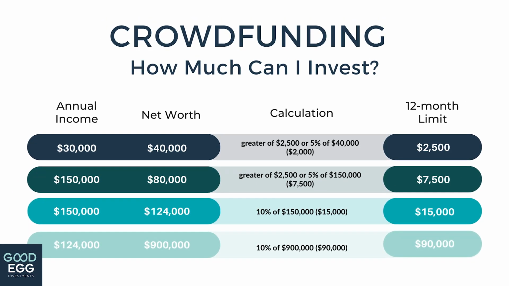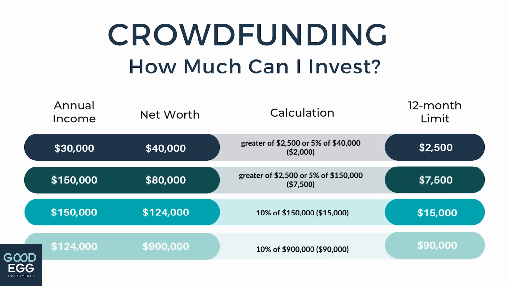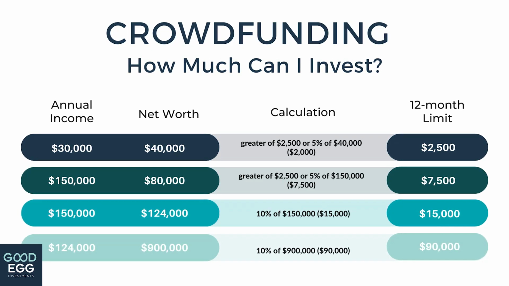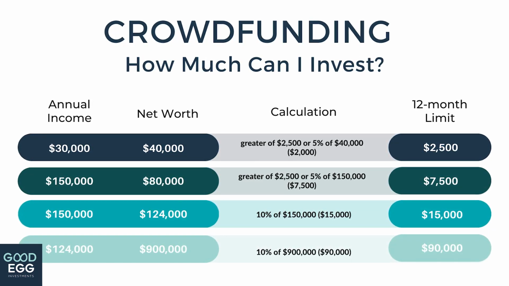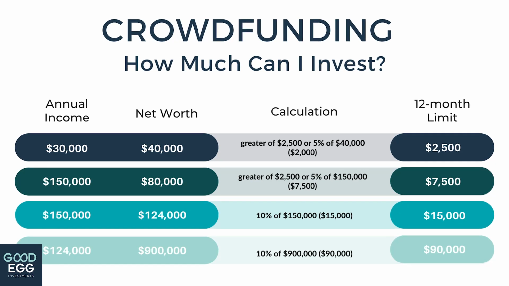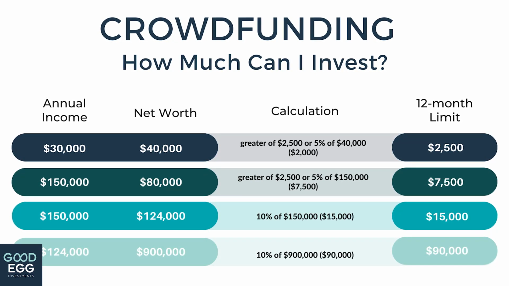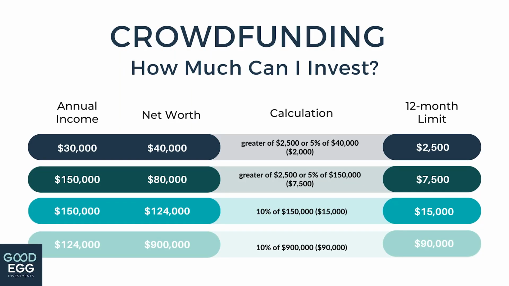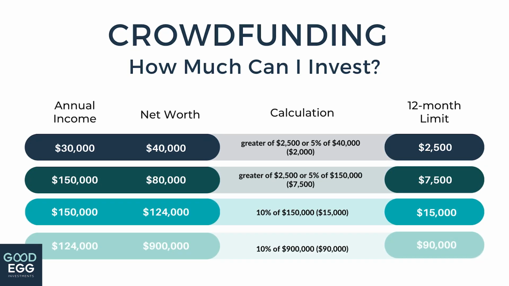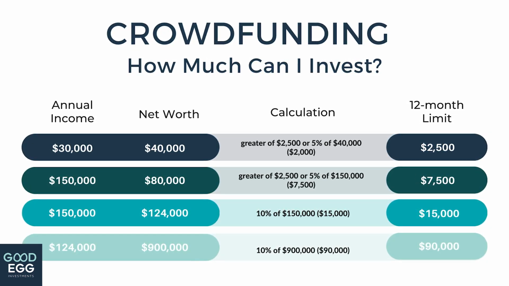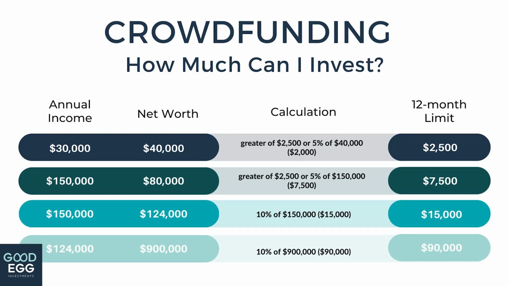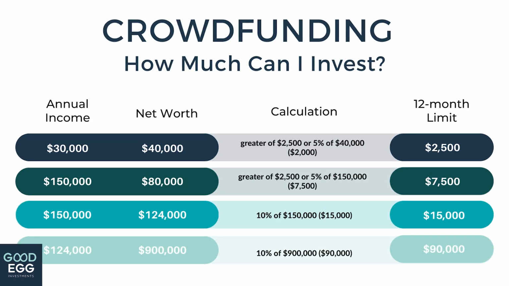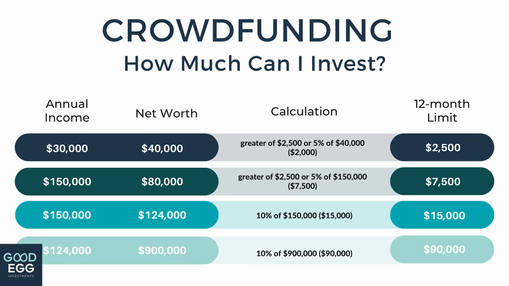If you look at the first 2 rows, that's an example of either scenario, right? So if your income, that second row, is $150,000, but your net worth is still below that magic threshold at $80,000, then you can invest 5%, which comes to $7,500 per year in a real estate crowdfunding. Okay, so let's look at the next 2 rows. If both your net worth and income are over that $124,000 magic threshold, then you can invest 10%, but no more than $124,000 per year. So for instance, let's look at that last row.